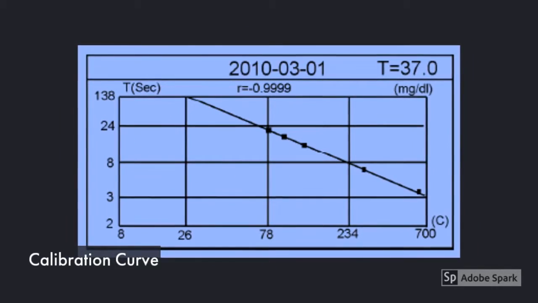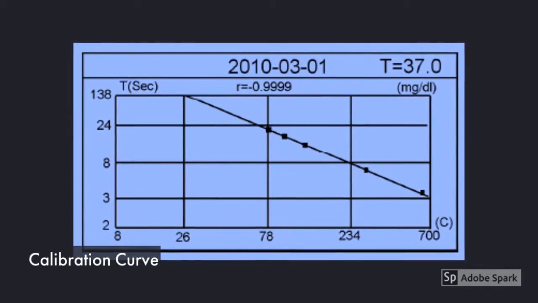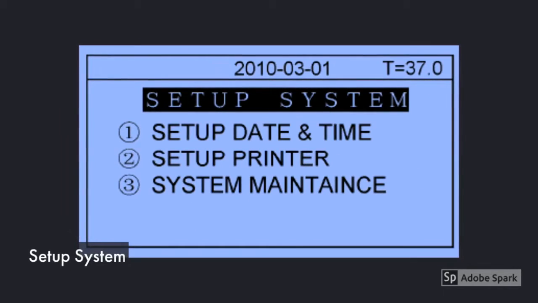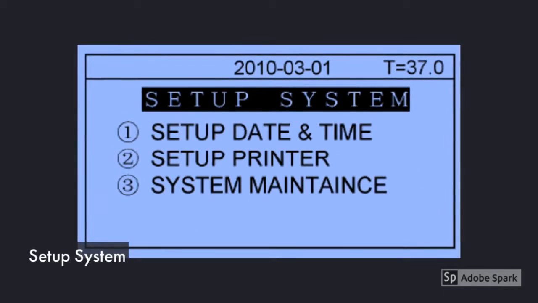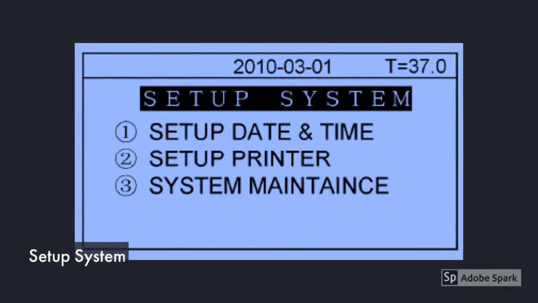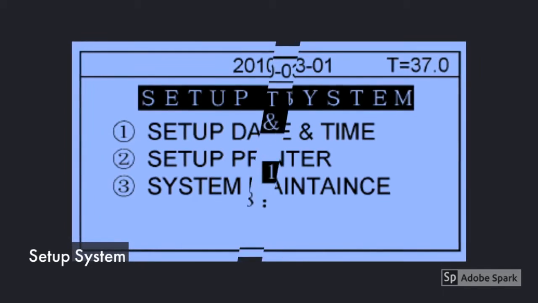The calibration curve screen shows the curve created from entering the values C1 through C5 and the clot times T1 through T5. The third option from the main menu is Setup System. From this submenu, the user can edit date and time, set up printer settings, and enter into the System Maintenance menu. The maintenance menu should only be used by service engineers.